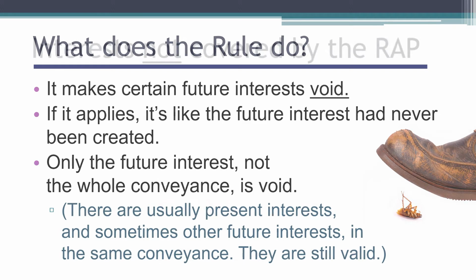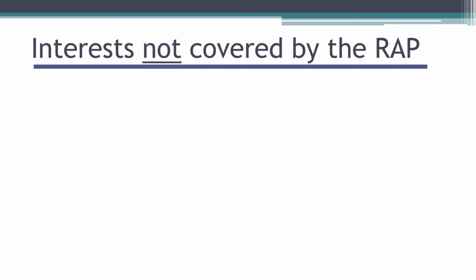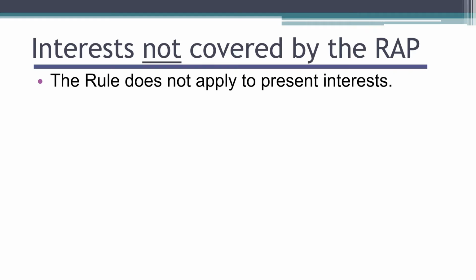usually valid. So the first thing we need to do is figure out which interests are and are not covered by the rule against perpetuities. The interests that are not covered, of course, include all present interests. Present interests have nothing to do with the rule against perpetuities at all. It just doesn't apply to them.